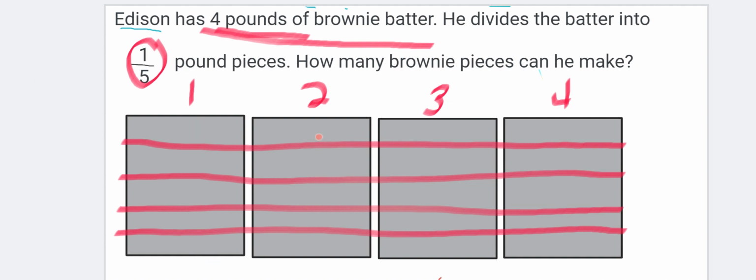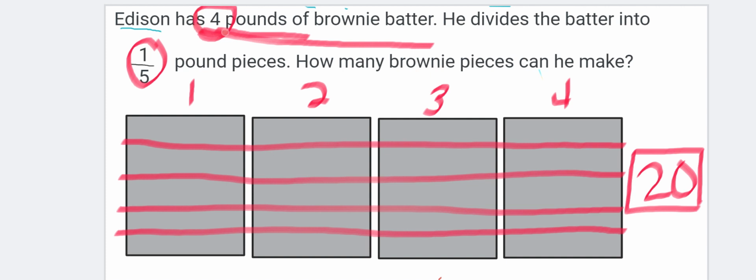This one, 1, 2, 3, 4, 5. This one split into 5. This one split into fifths. This one split into fifths. And this one split into fifths. And you would also notice if you count up all of the shaded pieces, you would also get 20. I also know that this answer is reasonable because if I start with a whole number, my quotient should also be a whole number. I hope this helps.